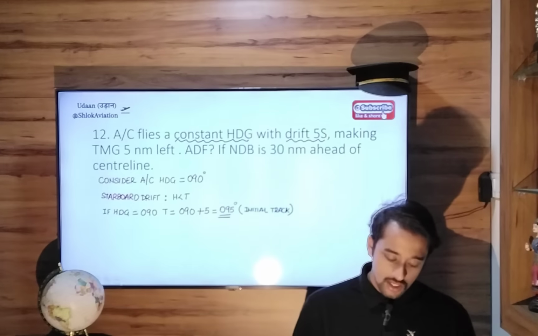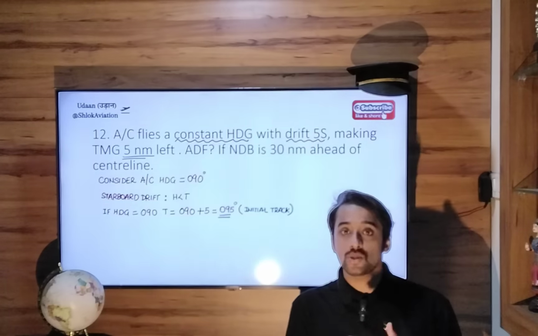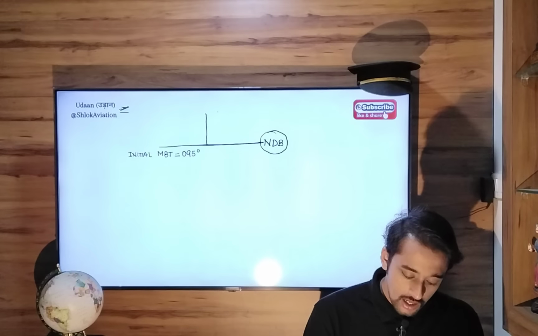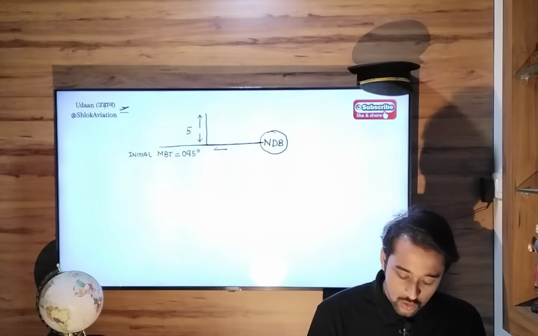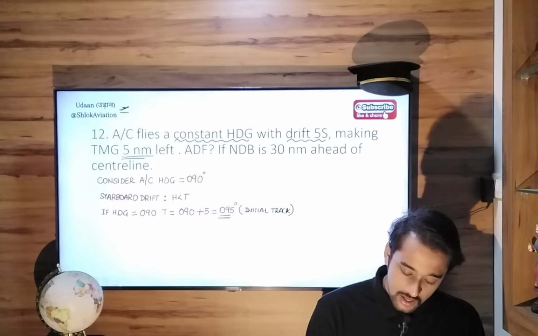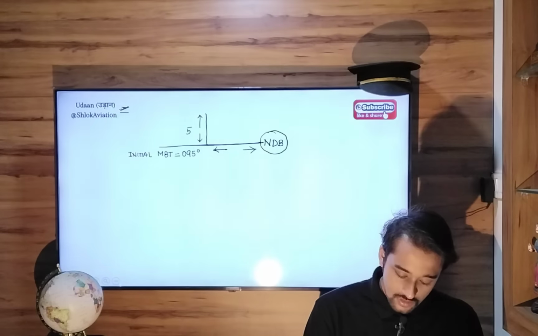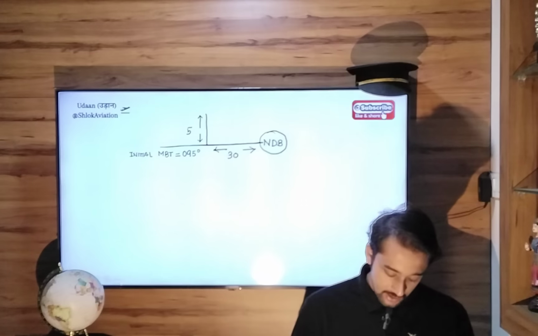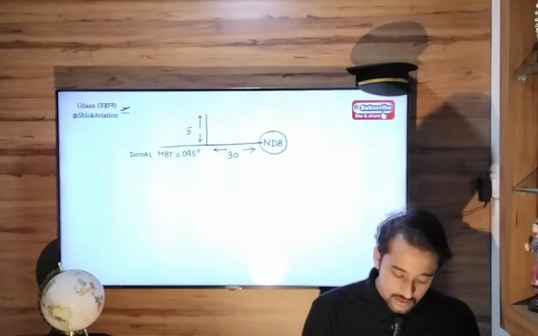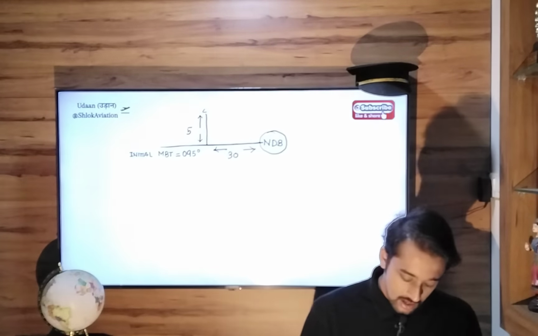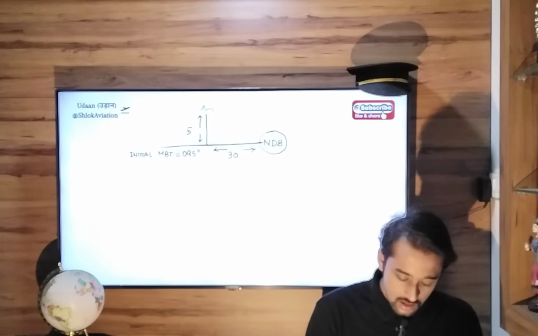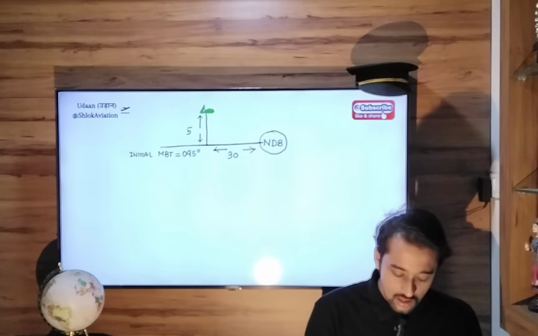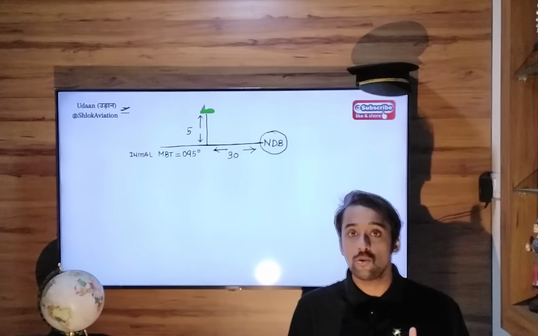Now there is another information given to you, that is you are 5 nautical miles to the left of the track. The remaining distance towards the station is how many miles? 30 miles. So your aircraft is somewhere here, 5 nautical miles to the left of the track. And now you have to find a new track towards the station.